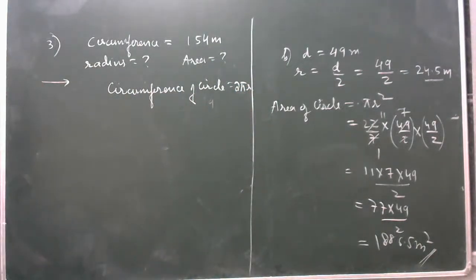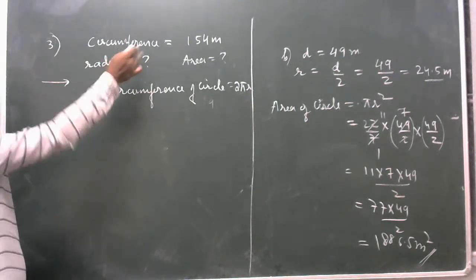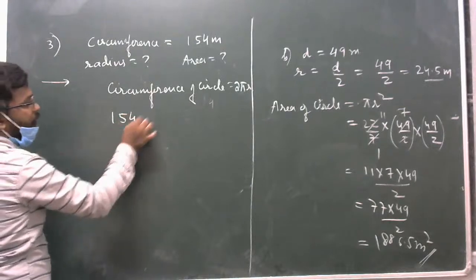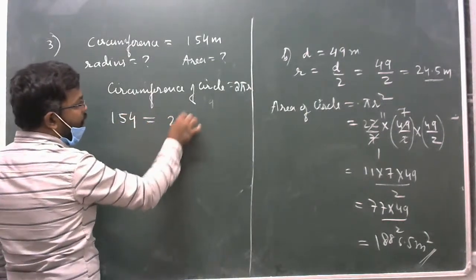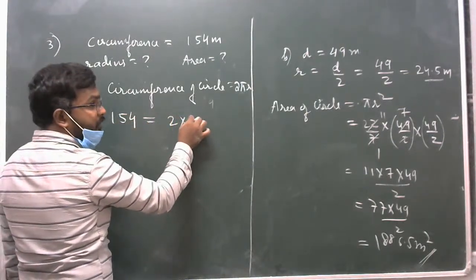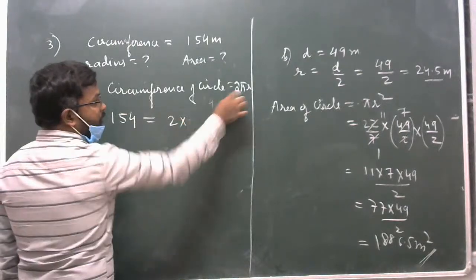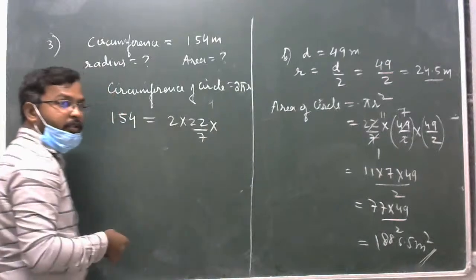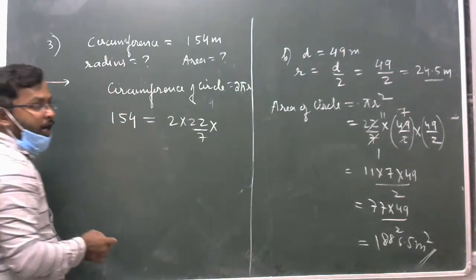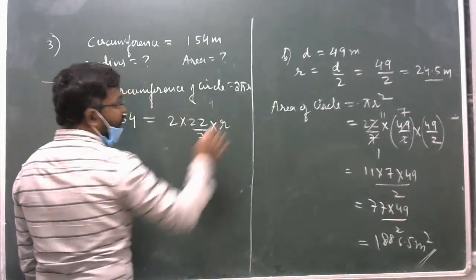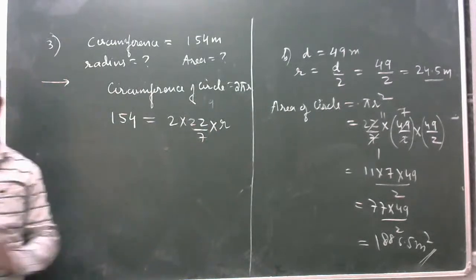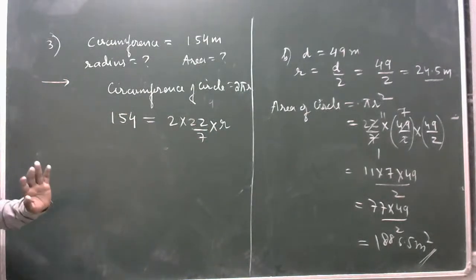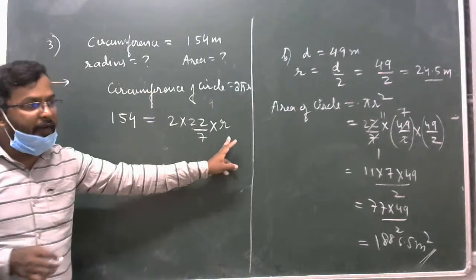Circumference of circle already they are given. How much they are given? 154. In the question it is 154 is equal to 2 into pi value, 22 by 7 into radius r. They are not given the radius. We have to find the radius. You take it as r. So now we know how to solve this. We have to find the value of r.